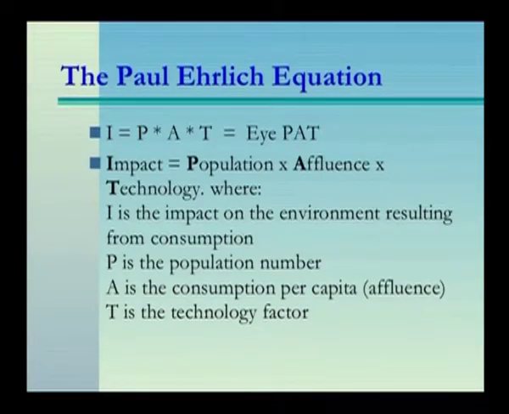The Paul Ehrlich formula or equation is: impact equals population times affluence times technology, where I is the impact on the environment resulting from consumption of mankind, P is the growing population, A is the consumption per capita, that is affluence, and T is the factor of technology. So, all of this is multiplied and that gives us the final impact.